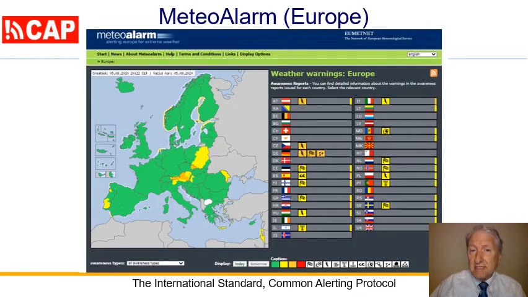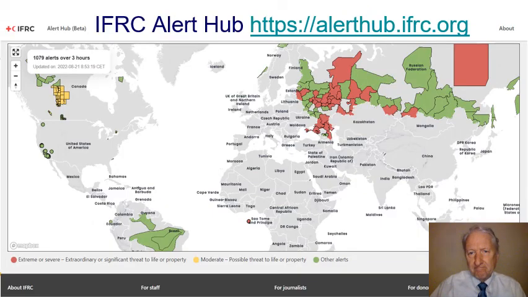Meteo Alarm System is a CAP Alert Hub operated on behalf of 37 European national weather services. Because it publishes a CAP feed specific to each nation, Meteo Alarm is useful for each nation's needs as well as serving the European scale need. The Meteo Alarm national CAP feeds are aggregated by global scale CAP Alert Hubs as well.